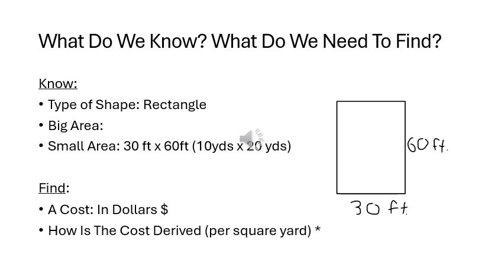For instance, if one side of the rectangle is 60 feet, converting to yards gives us 20 yards, since 60 divided by 3 is 20. Similarly, converting the other side from 30 feet results in 10 yards. Now we're dealing with consistent units, making it straightforward to proceed.